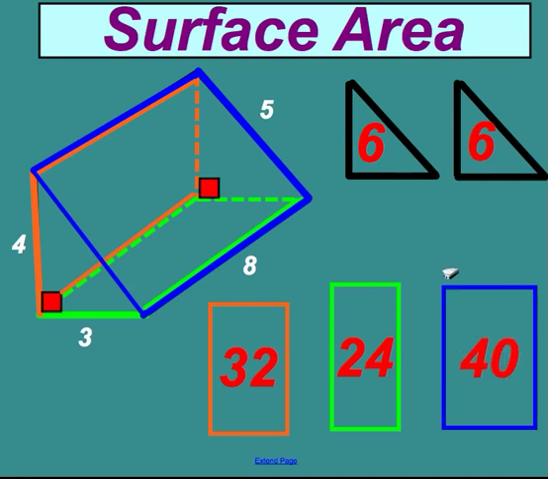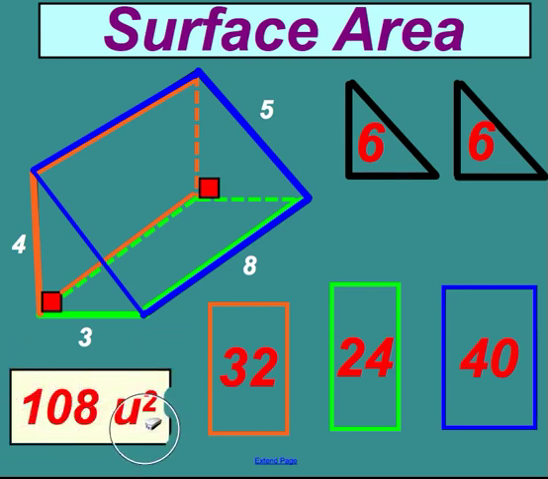Each of these is the area of an individual face, and to calculate surface area, you add them all up. When you add up these values, you end up getting 108 units squared as the surface area of my triangular prism. And this is how you calculate the surface area of every triangular prism.